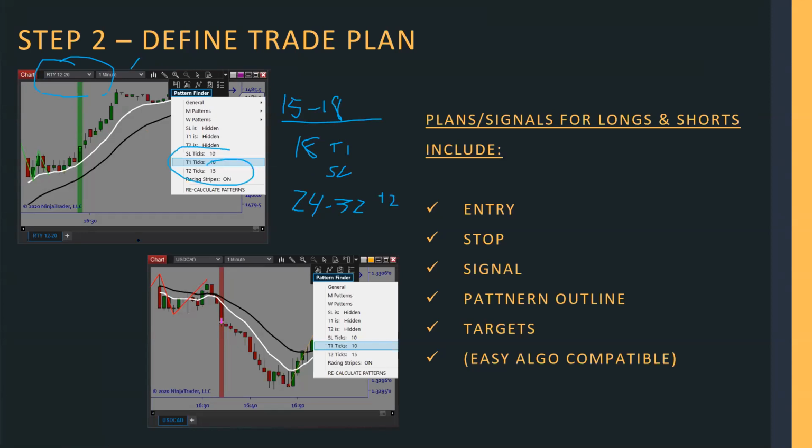You want to look at them, you don't want to look at them, doesn't matter. Entry, stops, signals, pattern outlines. There's a typo there. Let's just cross out that happy little misplaced M. And I should say targets, and it is Easy Algo compatible.